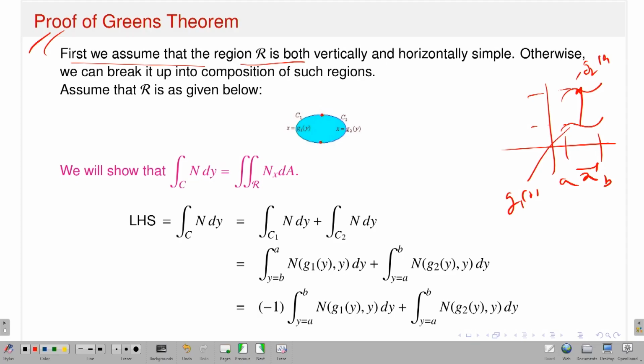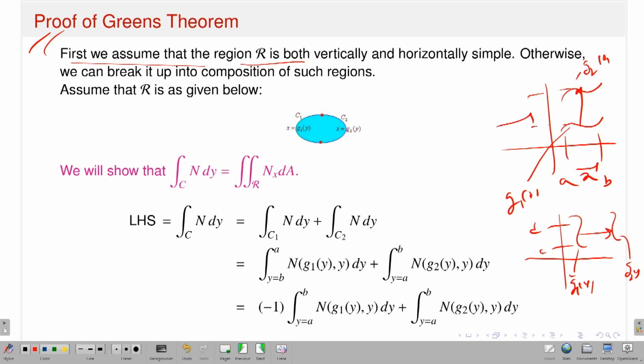And what about horizontally simple? Same thing. This time y will vary from one number to another number. So you will have y fixed from say c to d. However, x varies from some curve to some curve. So maybe you can write this as g1(y), and this as g2(y). Therefore x varies from there to there.